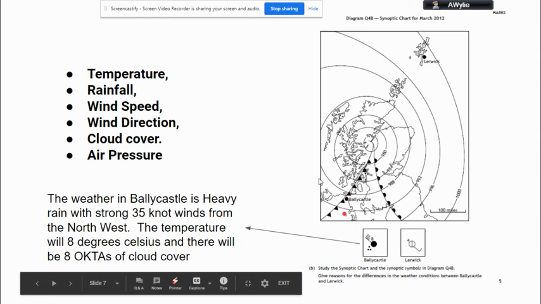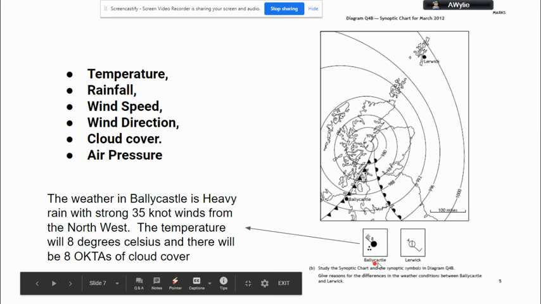So why does it have 35 knot winds? Well, because it is quite close to the center of low pressure, which is the area I'm indicating right now. And the isobars are quite close together, so the winds are much stronger. Why are the winds coming from the northwest? Well, wind direction is determined by an anti-clockwise direction in an area of low pressure, and they follow the isobars. So if you follow my little red dot, it's coming down here as it follows the isobar, gets to Ballycastle, it's therefore coming from the northwest.